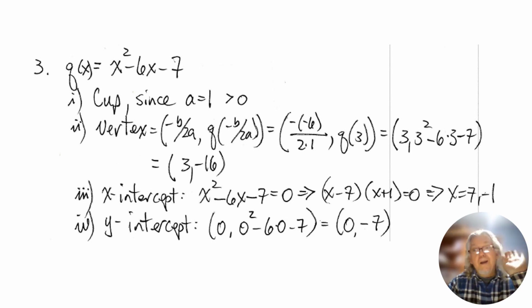Okay, another glitch. I think it's going to be okay. So note that the A is the number 1. It's in white font. You can't see it, but it's there. And it's a positive 1, so it's a cup. And the formula for the vertex is look at B, divide it by 2A, and then whatever that number is, plug it back into the formula.